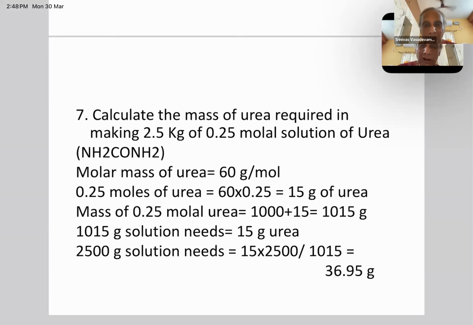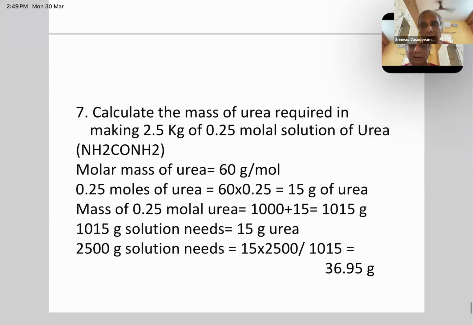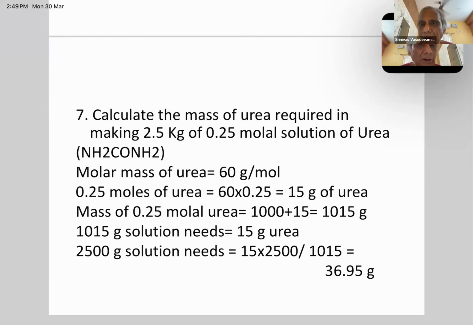Then we find out the mass of urea solution. 15 gram is urea, 1000 gram is water, 1015 grams. So 1015 gram solution, if I want to make, I need 15 gram of urea. 2.5 kilogram, 2500 gram solution if I require, I have to make 15 into 2500 by 1015, which is equal to 36.95 grams.